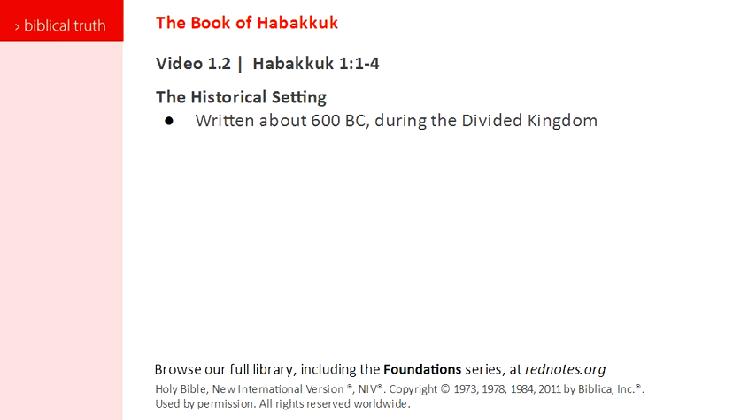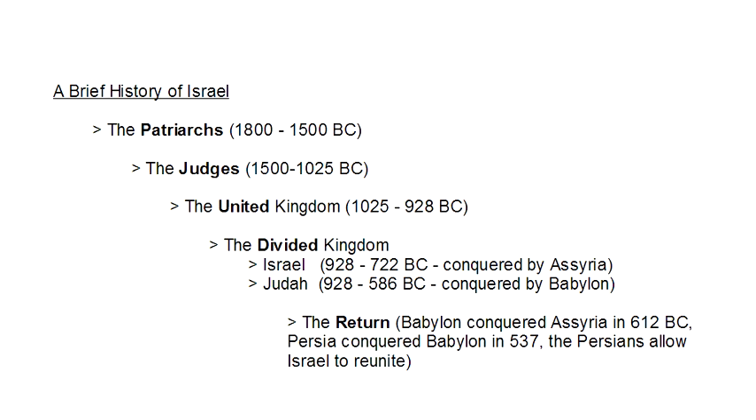The book of Habakkuk was written around 600 BC during what is called the divided kingdom of Israel, so 600 years before Jesus came. Now, maybe some of you aren't familiar with that term divided kingdom. Let me give you a brief history of the nation of Israel in the Old Testament. This might sound a little overwhelming, but it's important to understand this, to understand where this book comes in its proper historical setting. So here's a brief history of Israel.